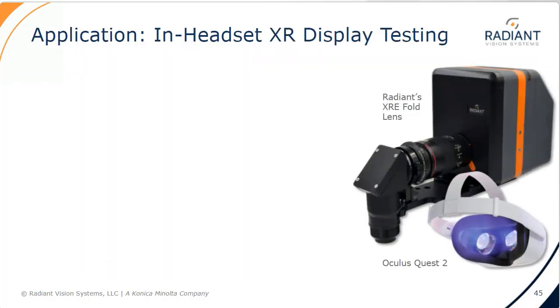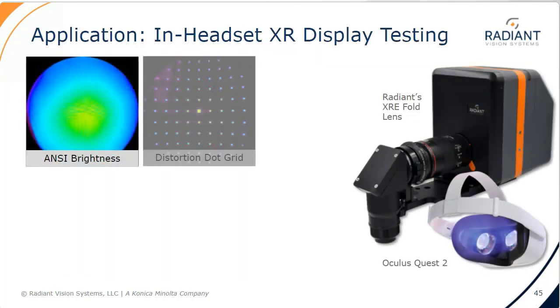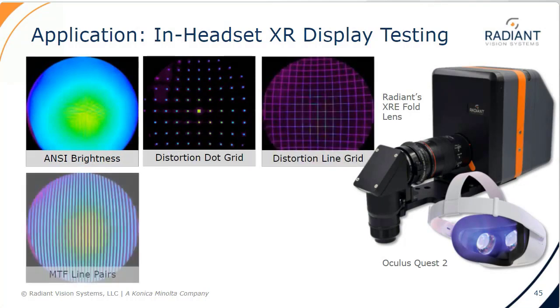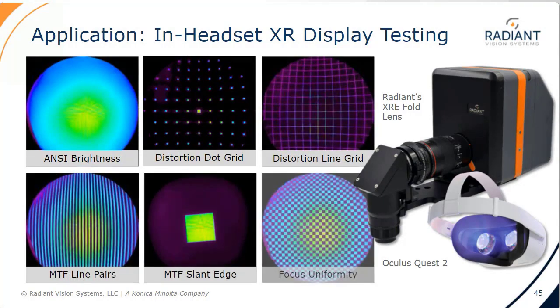Here are some examples of measurement images captured by the XRE lens and TT-ARVR software using an actual XR headset. As we've described, each measurement image has a unique test pattern to facilitate software analysis. In this example, the tests we've run are anti-brightness, distortion dot grid, distortion line grid, MTF line pairs, the MTF slant edge analysis, and focus uniformity.